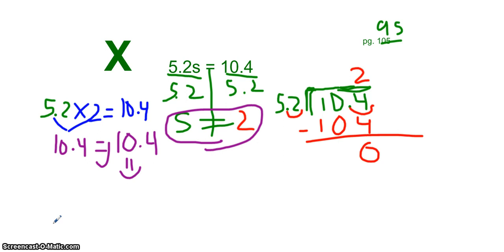Okay, so s must be equivalent to 2. We divide 10.4, or 10 4/10, by 5 2/10, we end up with 2. When we substitute 2 into the original equation and see if they're equivalent, well, 10 4/10 is equivalent to 10 4/10 when we substitute 2 in for s. Therefore, yay, s must be equivalent to 2.